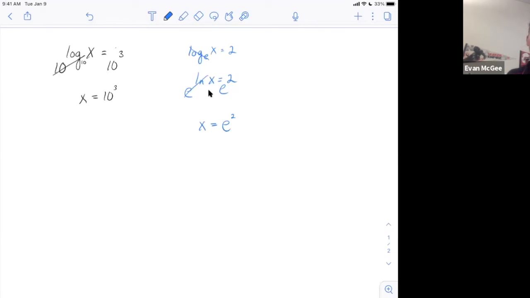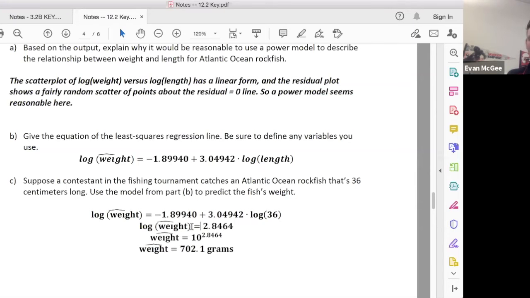So let's look back at the problem, and it'll make sense how they solve for it now. All right, so they had the log of the weight, and they're trying to solve for the weight. So they raised both sides to the power of 10. That's why this canceled the log, and we had 10 to this power, and that gives us our answer of 702.1 grams. So again, our predictions have been 688, 694, and now 702. So they're all relatively close, within 10 grams of each other about.